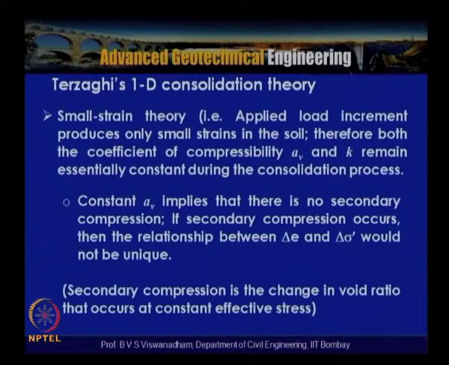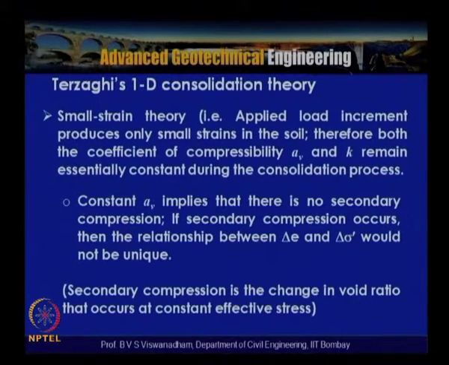The coefficient of compressibility av and k remain essentially constant during the consolidation process, and a constant av implies that there is no secondary compression. If secondary compression occurs, the relationship between delta e and delta sigma dash would not be unique. Secondary compression, as we defined earlier, is the change in void ratio that occurs at constant effective stress.